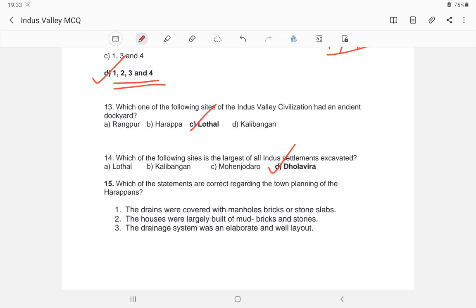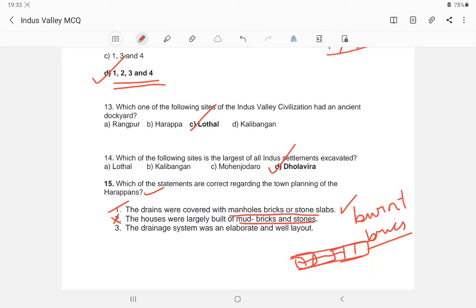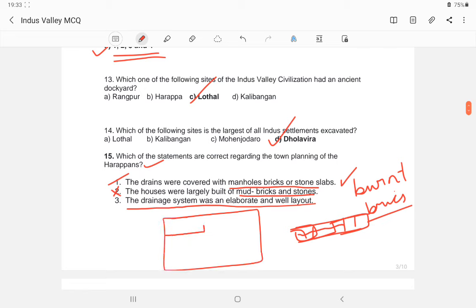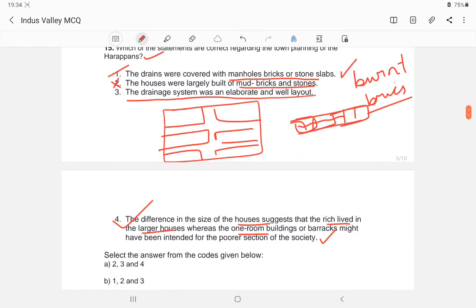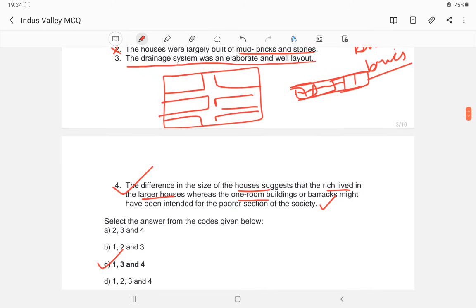Which of the following statements is correct regarding the town planning of the Harappans? Town planning was already explained: the drains were covered with bricks or stone slabs, so that disease would not spread, and the covered drains could serve as footpaths. Next, the houses were largely made of mud bricks and stone. This is incorrect because, as already said, they were made of burnt bricks. The drainage system was elaborate and well laid out. We know because the town is rectangular in shape, very systematic. And the difference in the size of the houses suggests that the rich lived in larger houses, whereas one-room buildings might have been intended for the poorer section. Correct. So statement 2 is wrong, and the answer is 1, 3, and 4.